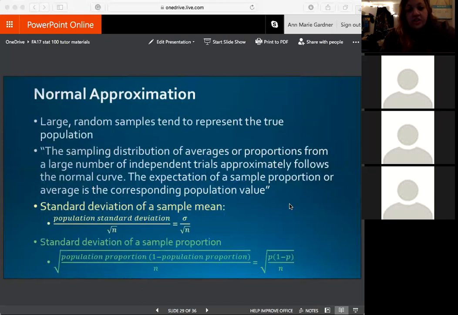And then these are just the equations you use to find the standard deviation of either a sample mean or a sample proportion. And this is saying we show that they're equal to our population standard deviations, because if we take enough samples, we're going to assume that it's going to be representative of the population, so we can use those same equations in that case.